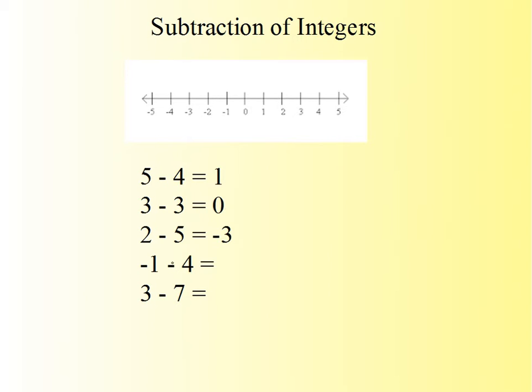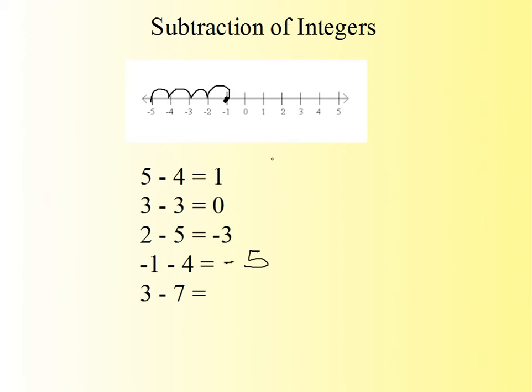Well, I'm sure you got it. The first digit tells us where we're starting, in this case -1. We're told that we are subtracting, so we're going to move to the left 4 times. 1, 2, 3, 4. And so our answer is -5. I'm sure you got that.